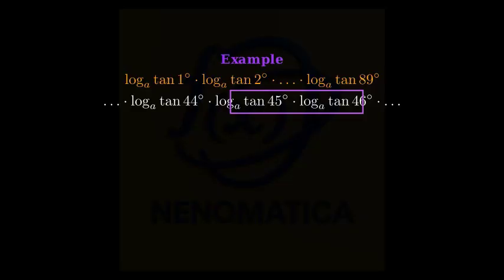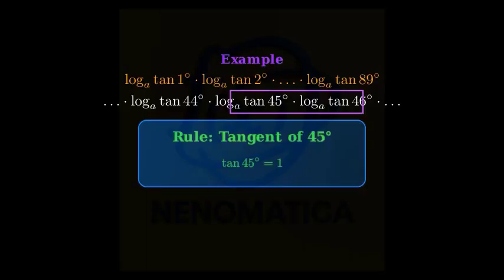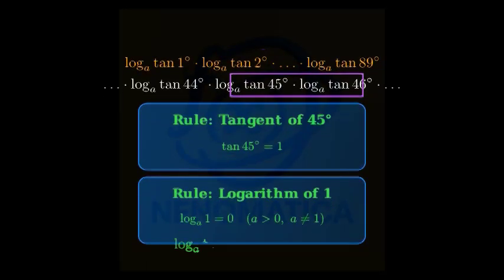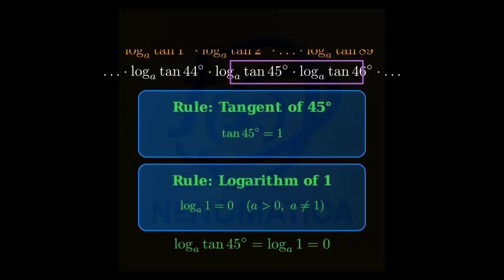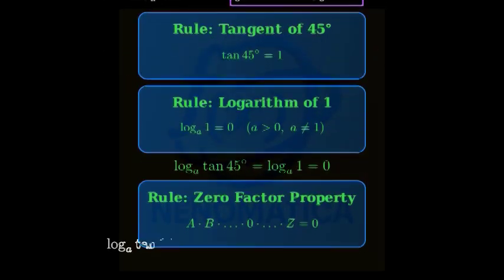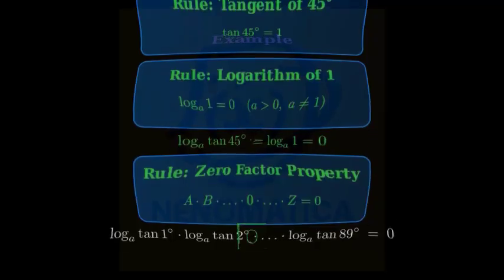Step 2. We evaluate that middle factor. Tangent of 45 degrees equals 1. Therefore, log base a of 1 equals 0 for any base a greater than 0 and not equal to 1. Step 3. Since one factor in a product is 0, the entire product must be 0.